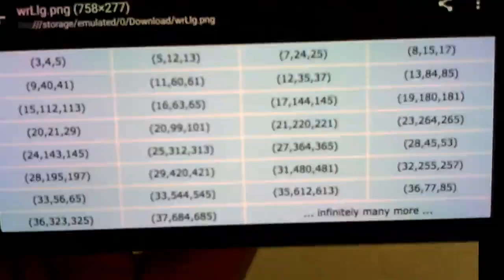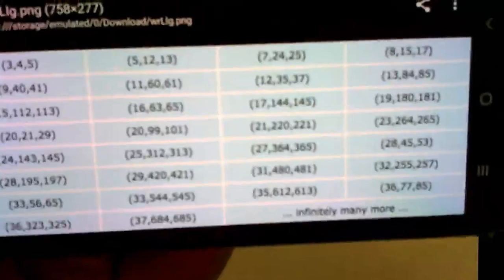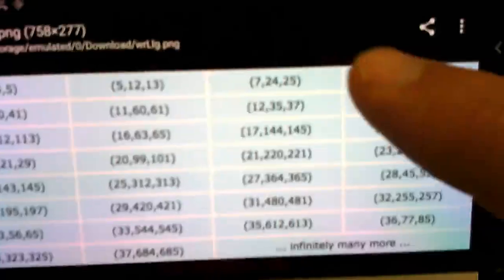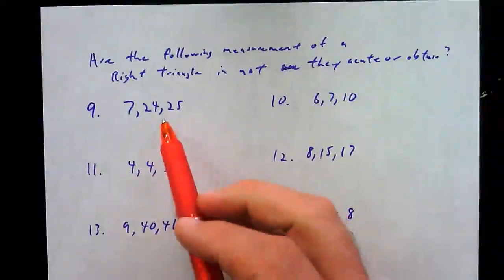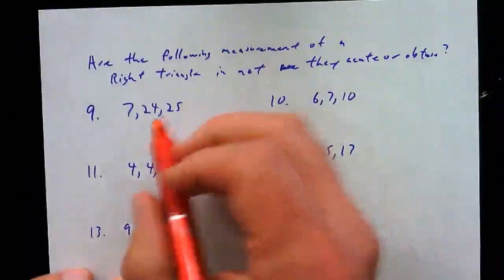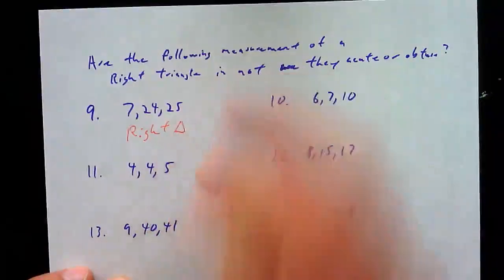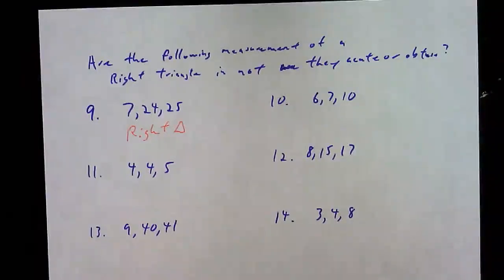Let me hold it up. This is a list of a lot more Pythagorean triples than what we covered in class. And if you'll notice on this list, 7, 24, 25, that's a Pythagorean triple. That must be a right triangle. You don't even have to do any work. If you recognize the triple, you can just say, it's a right triangle. And you could say, if you're asked for a reason, it's a Pythagorean triple. That'd be a good reason.